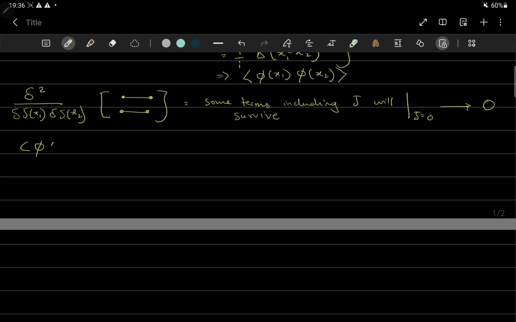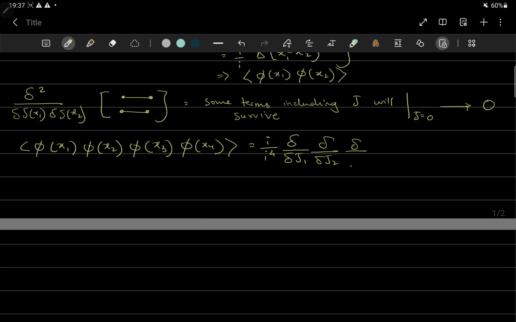So in that case, you can generalize a formulation for these correlation functions. So let me generalize one for 4 phi's. This would just be i to the power of 4 and 4 functional derivatives over the free field generating functional, and we set it to 0. And this gives you the relationship between the correlation function and the generating functional, and this is called the LSZ reduction formula.